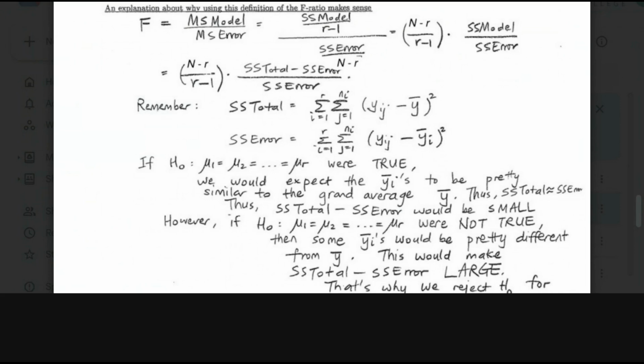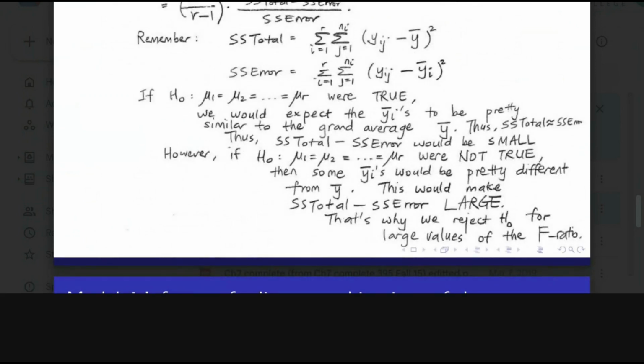So if the null were true, we would expect the y_i bars to be pretty similar to the grand average, and therefore your SS total minus SS error would be small. And the opposite argument is also made. However, if this is not true, then some of the sample means would be pretty different, and this would make that difference large. And that's why we reject the null for large values. So you can argue this way. You can also argue using, if the means were different, I would expect my SS model to be big.